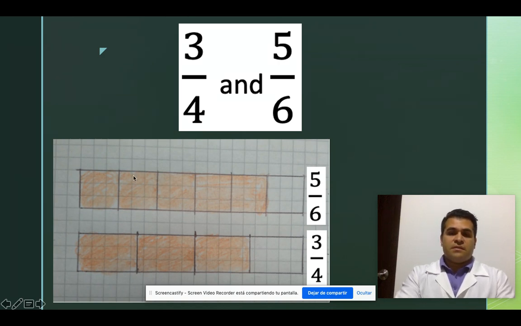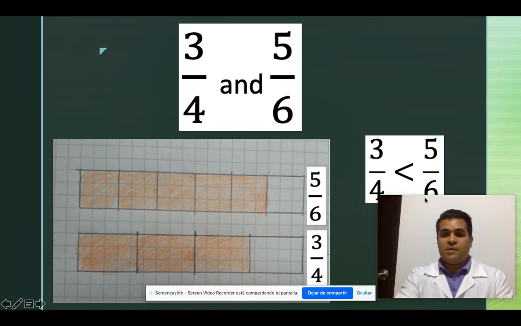Notice that the colored part of 5/6 is greater than 3/4. So we can say that 5/6 is greater than 3/4. Or you can say that 3/4 is less than 5/6, like here.